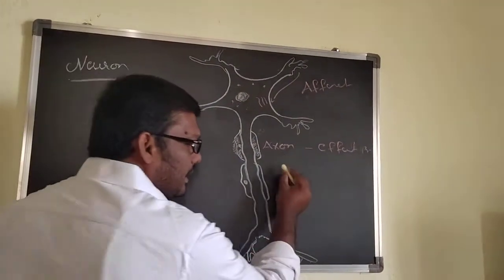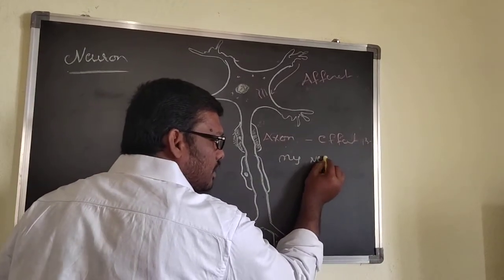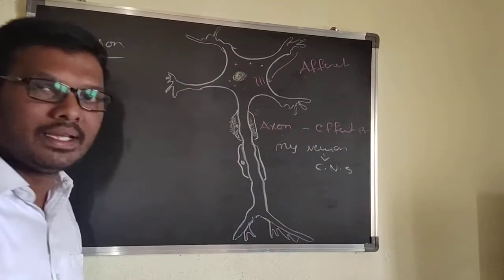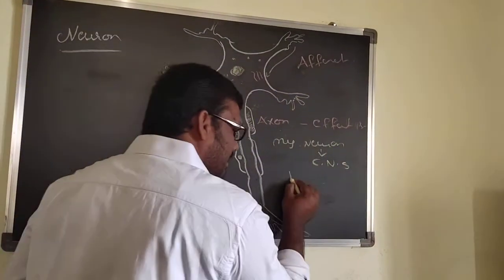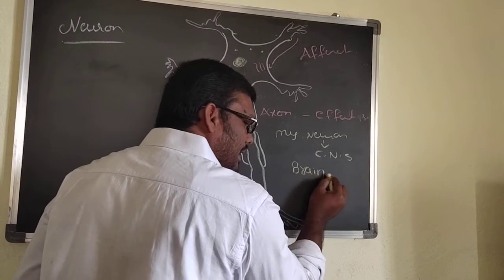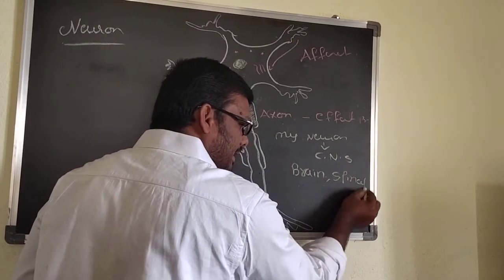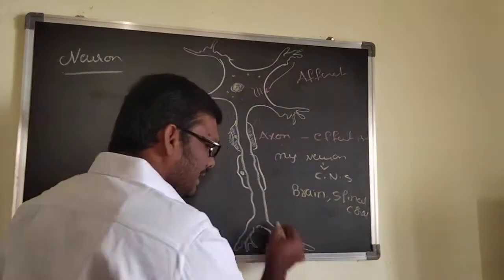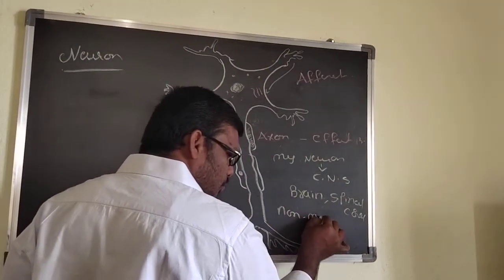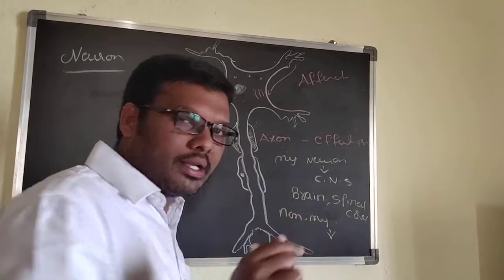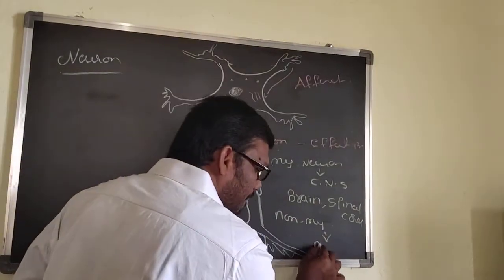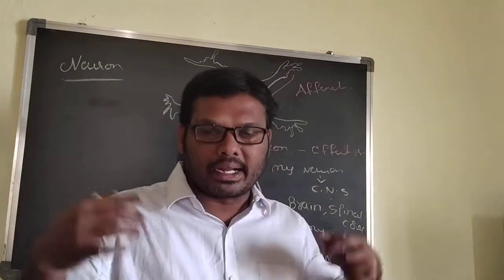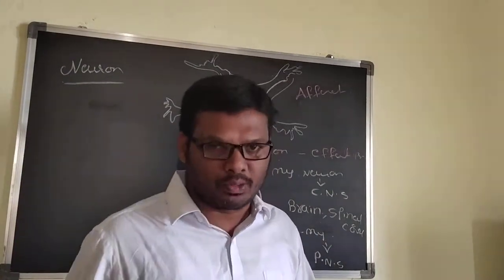Myelinated neurons, I can write here, are mostly present in the central nervous system. The central nervous system has the brain and spinal cord. They have myelinated neurons. And non-myelinated neurons are mostly present in the peripheral nervous system. See, other than the brain and spinal cord, the remaining is named the peripheral nervous system only.